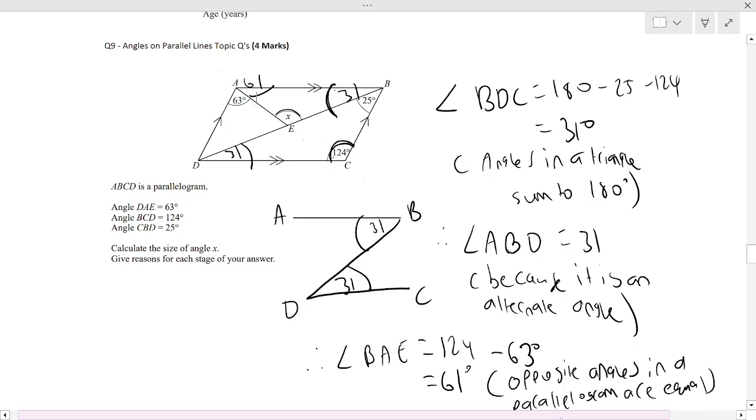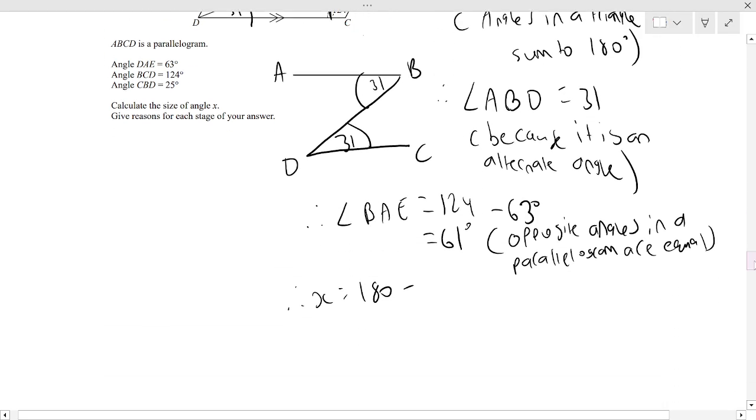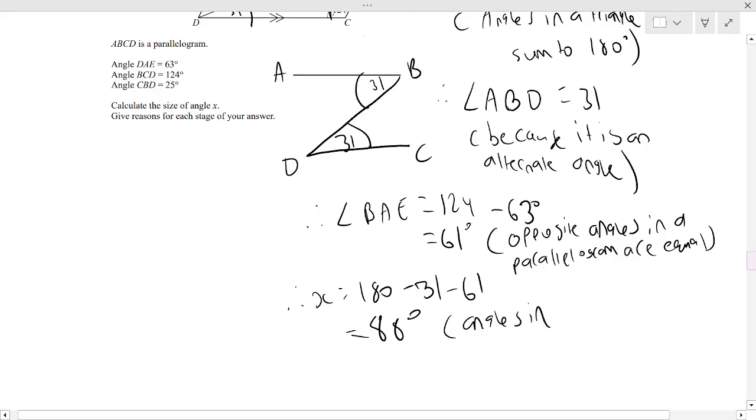Well, now we can work out x, can't we? Because now we have a triangle to find x. So therefore, x then is 180 take away 31, take away 61, sorry. And so that's going to be 88. And that's because angles in a triangle sum to 180. And there we go. Lovely, lovely jubbly.